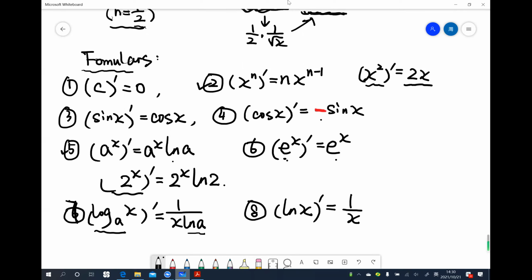So here are 8 common formulas we often use, especially numbers 1, 2, 3, 4, 6, 8. These six formulas we often use to calculate the derivative of a function. So you have to remember them very well, and you can use them directly.